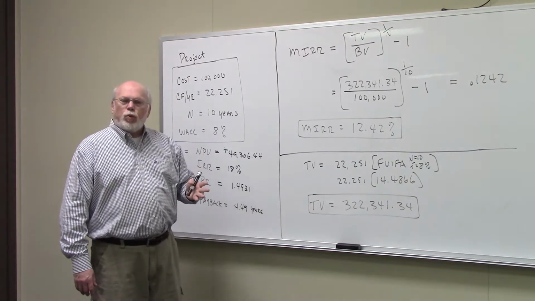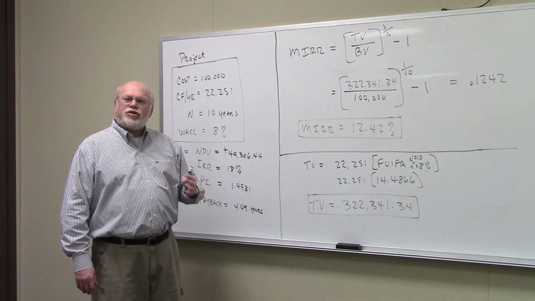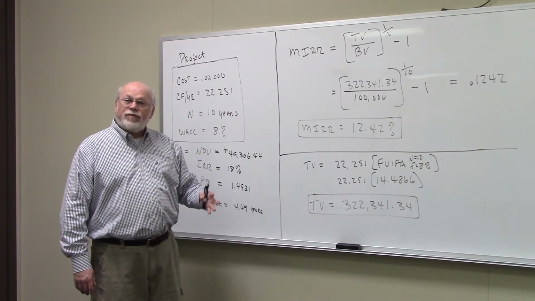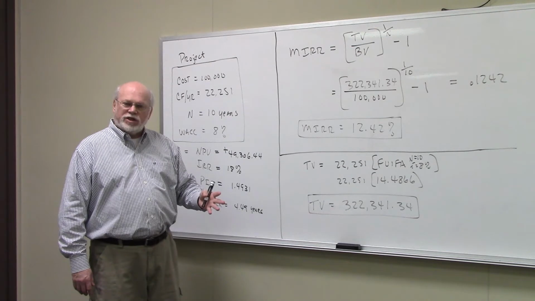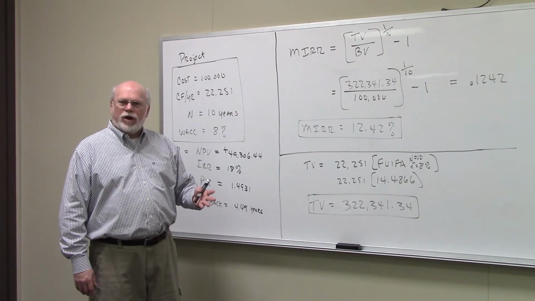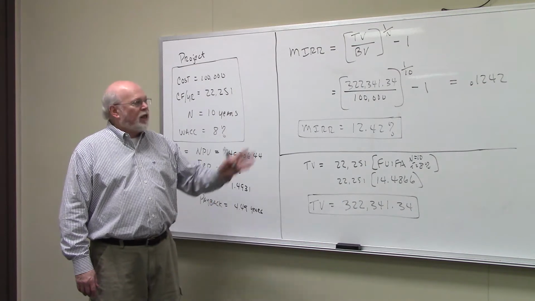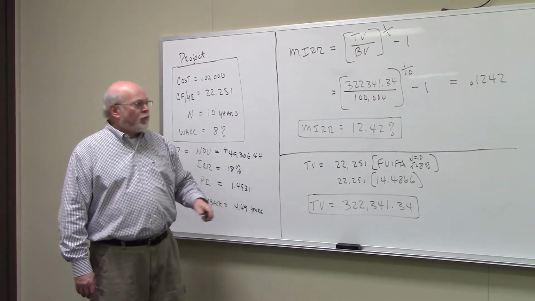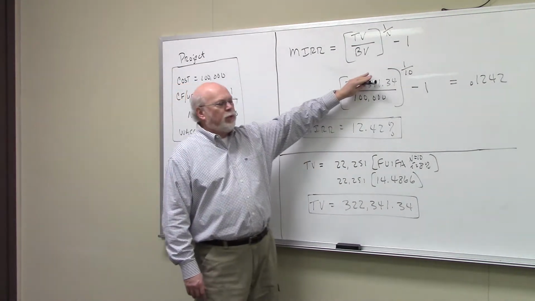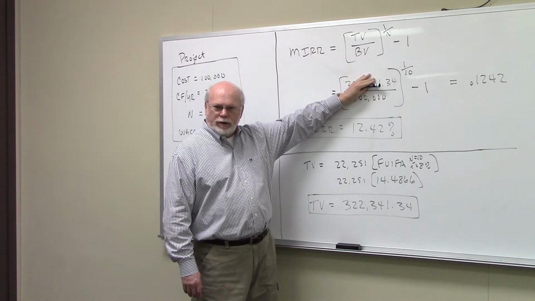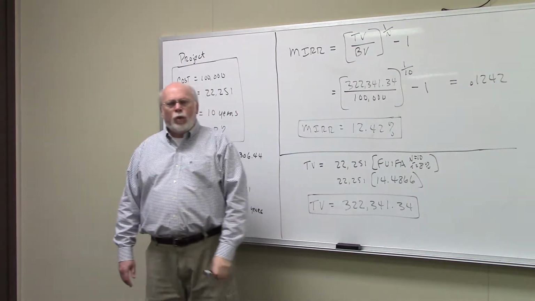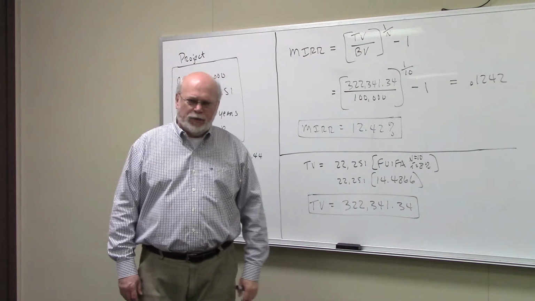So we know the denominator. All that is raised to the 1 over n. N is the number of years of life of the project, how long the project is going to go on for in years. In this case, we know it's going to be a 10-year project, so n is equal to 10. And then we subtract 1. So at this point, we know everything but the numerator. Well, the numerator is the terminal value of the project.